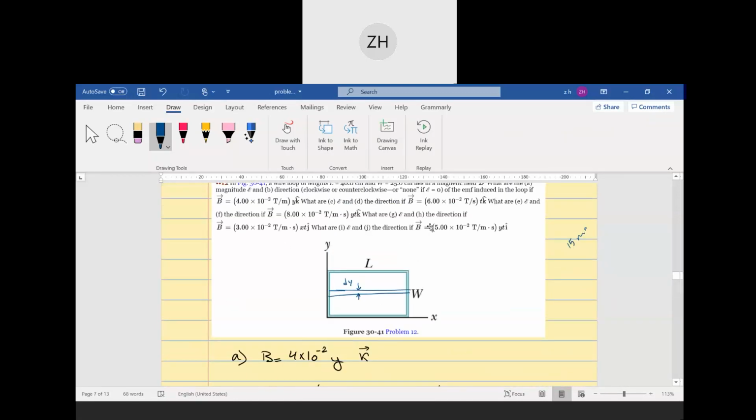Lastly, we have this last expression. B is 5 times 10 power minus 2 yt along positive i. So this is a changing magnetic field with time. The flux is changing, but again, the direction is along positive x. So it's in this direction. And again, no field lines are going to pass through my coil. So there will be no induced electromotive force in this coil again.